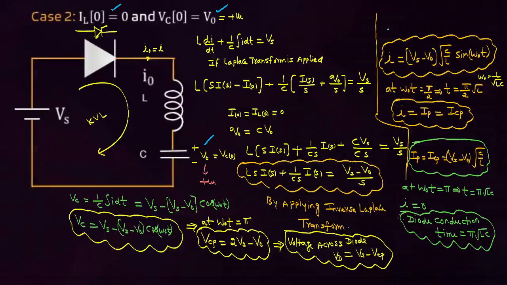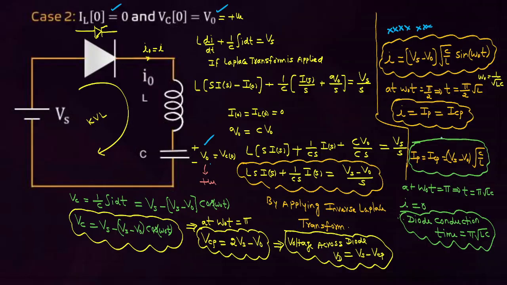See this one. This is the expression for current. Previously, what was the expression for current? Vs into square root of C by L. Now what is the expression for current? Vs minus V0. If the initial voltage across the capacitor is given as positive, you take minus here. You have to subtract. This is the expression for current. This formula only you have to remember.